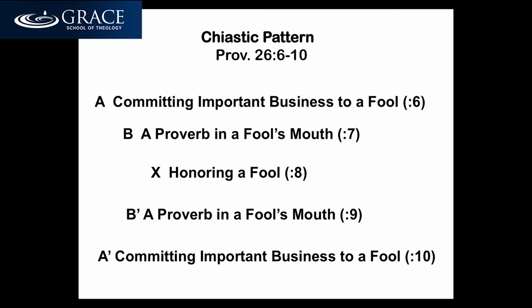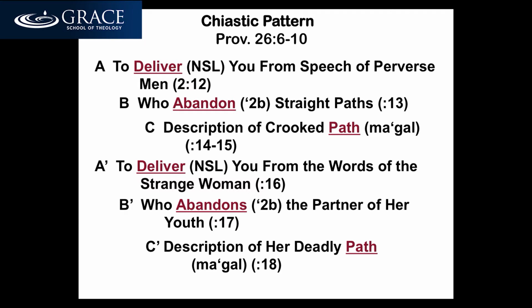Or in Proverbs 26, committing important business to a fool is how it begins. How it ends, committing important business to a fool. In between, a proverb in a fool's mouth, a proverb in a fool's mouth. And in the middle, honoring a fool. That is the main point. Don't honor a fool. But he puts it in a chiastic structure that we might remember it. In Proverbs 26, notice, to deliver, who abandon, and a description of a crooked path. He then says it again, to deliver, who abandons, the deadly path. So he's repeating with the same words, in the ABC, ABC pattern.